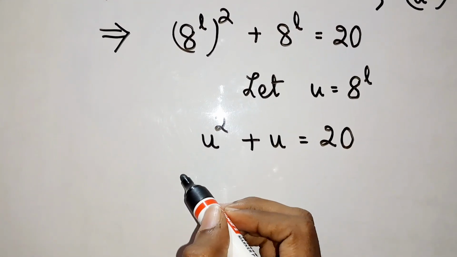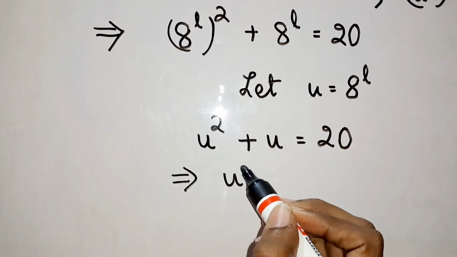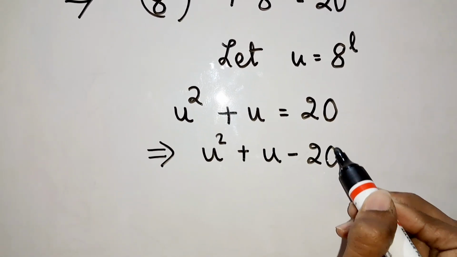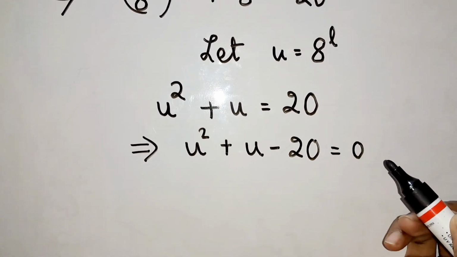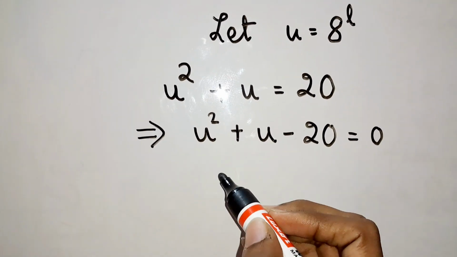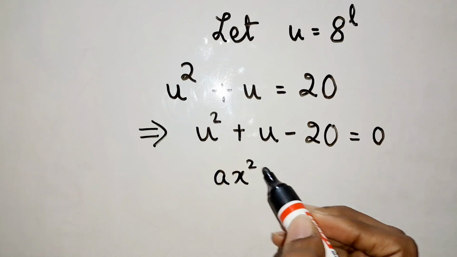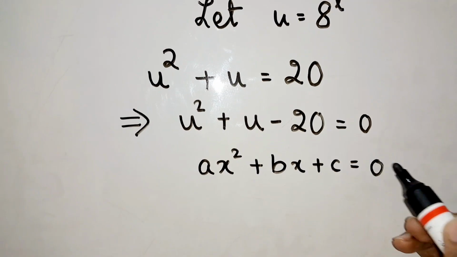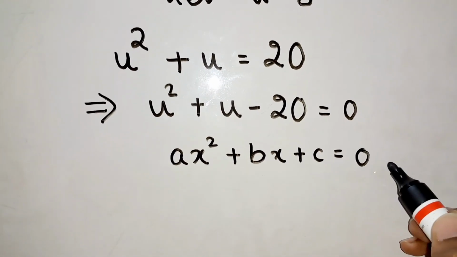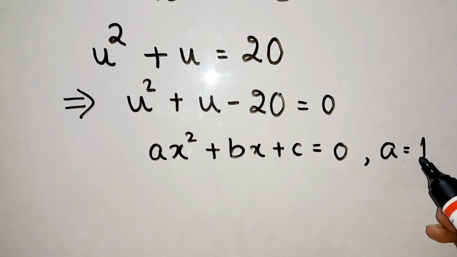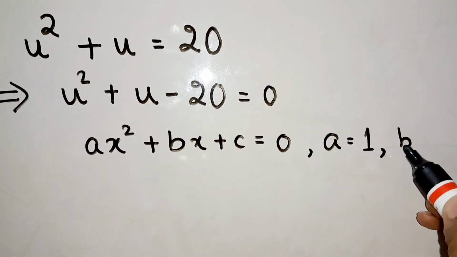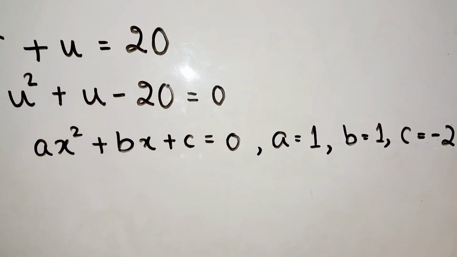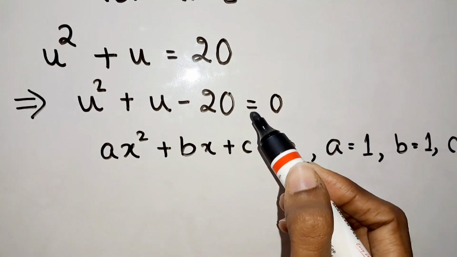Now how to solve this? It is of the form u square plus u minus 20 equals 0. It is a quadratic equation of the form ax square plus bx plus c equals 0, where a is nothing but 1 in our equation, b is nothing but 1, and c is nothing but minus 20 in our required equation for solving.